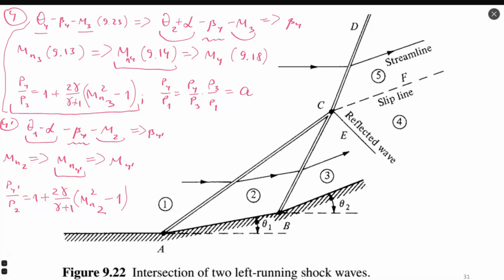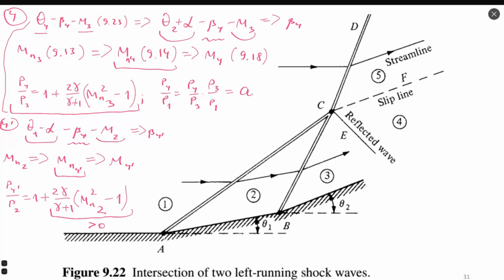I was checking that the value inside the brackets should be positive. So Mn2 in square: Mn2 is more than 1, it's supersonic. So if we subtract 1, it remains positive. It means that the pressure ratio should be more than 1. So this part of the equation should also be positive to have an increased value of pressure. Pressure always increases when flow passes through the shock wave. So Mn inside these brackets cannot be subsonic when flow passes through the shock wave.